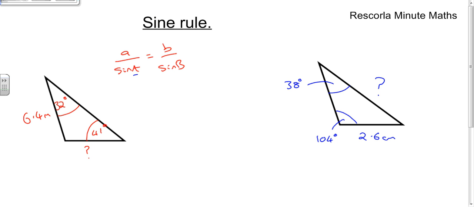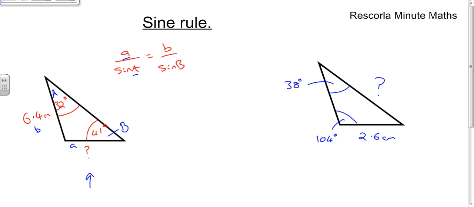Now, the capital A is the angle, and the little a is the side that's opposite. So, if we're looking at this one here, we're looking for this question mark, so we're going to label that A. We'll always label that one A. Now, the opposite to little a is the angle, which is capital A. So, the other side that we've got is B, so the opposite angle is going to be capital B.